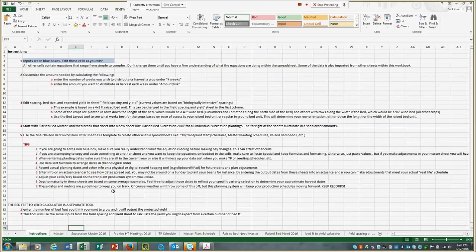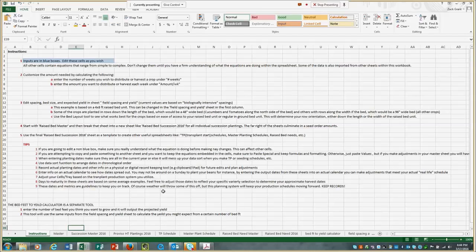Days to maturity in these sheets. Okay, so that's the days from either when you're putting the seed in the ground or when you're putting the transplants in the ground to when you're actually going to get your first harvest. So in this sheet, they're based on some average examples and some records, but you can feel free to adjust those dates to reflect your specific varieties that you might be selecting for a type of crop, or your bioregion. Maybe you have a slightly different microclimate, or you're going to plant a couple days later. You can adjust those dates as well based on that.